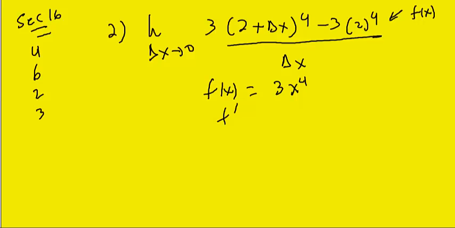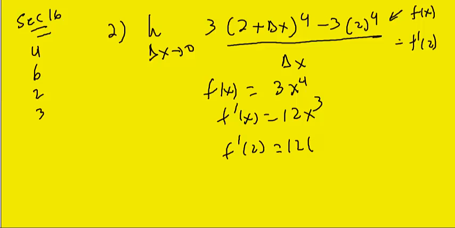So take the derivative of this. What's my f prime of x? 12x to the 3rd. And what's my f prime of 2? That's what this really means, f prime of 2. So it's 12 times 2 to the 3rd, and that's 8 times 12. And 8 times 12 is?